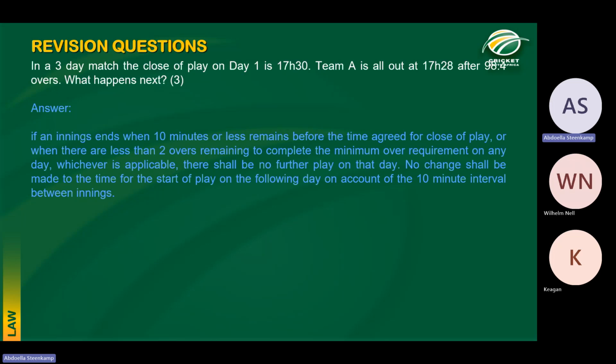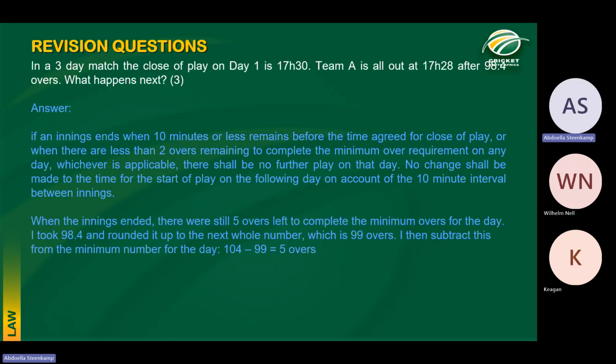And Wimpy, you pointed out that clause, the minimum number of overs. So we cannot just say, oh, 70-28, it's 2 minutes, it's stumps. We need to marry this clause with the other clause that speaks about a minimum of 104 in the day. So when the innings ended, there were still 5 overs left to complete the minimum overs.